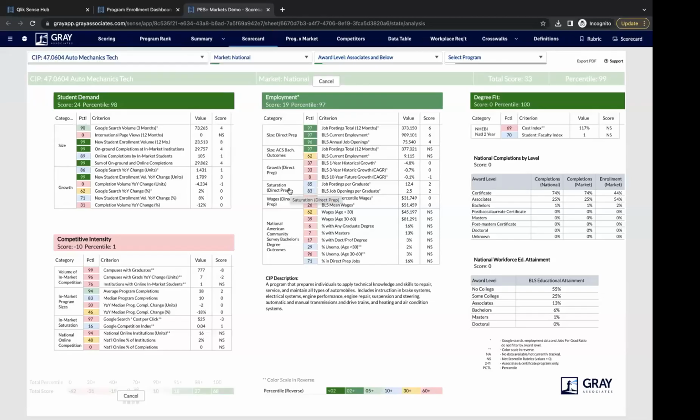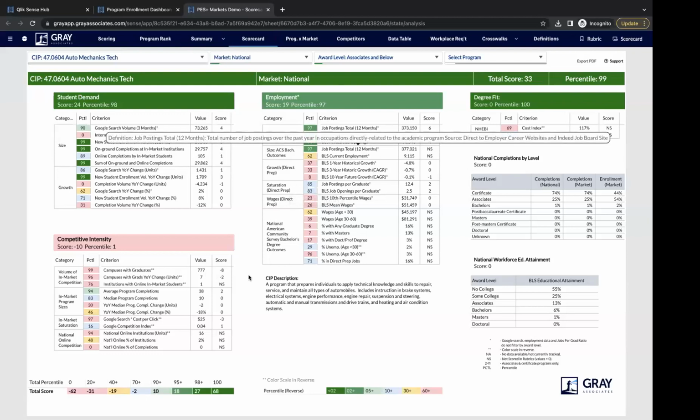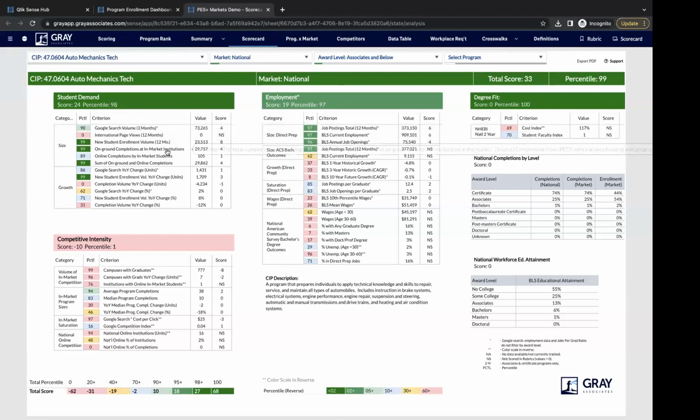And then really quickly, we can get a similar summary here based on the color coding. We'll see that student demand is strong, employment is strong, right? Student demand being the current size of demand, with new student enrollments, Google search volumes, and completions are high. On the employment side, we're seeing strong direct prep job postings, all very large, right? I'm looking at those dark greens. And then in competitive intensity, we're seeing a high or large number of campuses with graduates or other institutions and campuses in this game, mixed with relatively high in-market saturation metrics as well.